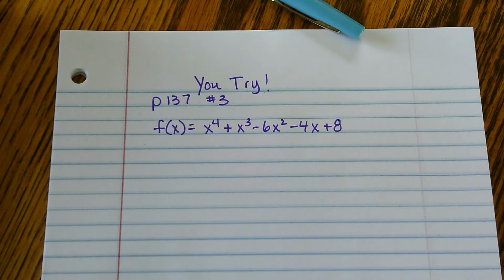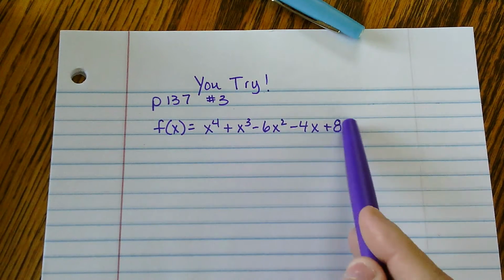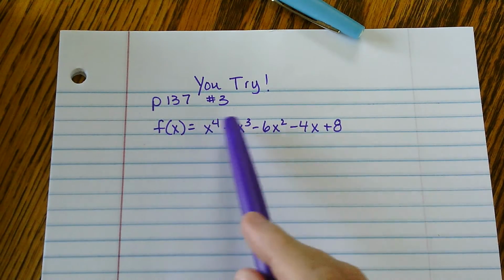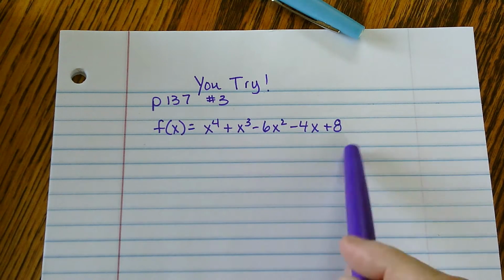So we're on page 137, and you were told to try number 3. And the directions in number 3 say, use the rational root theorem to find the possible real zeros and the factor theorem to find the zeros. Let me remind you why we have to do this. Because we can't factor this. We don't know how to factor 5 terms, and there's no GCF to take out to make this any less.